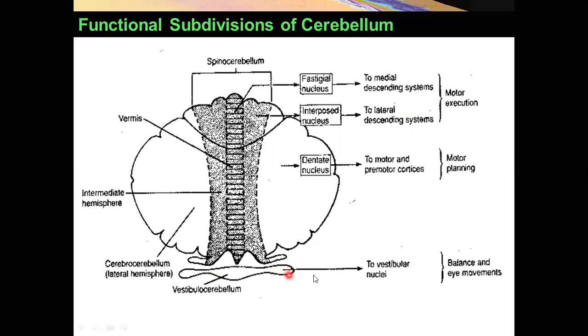And look at here, efferents starting from the vestibulocerebellum project to the vestibular nuclei. Then these vestibular nuclei, through their efferents or motor pathways, connect to balance and eye movements. Now let's look at the cerebrocerebellum, which acts through the dentate nucleus. Efferents initiating from the dentate nucleus terminate in motor and premotor cortices, which control motor planning.